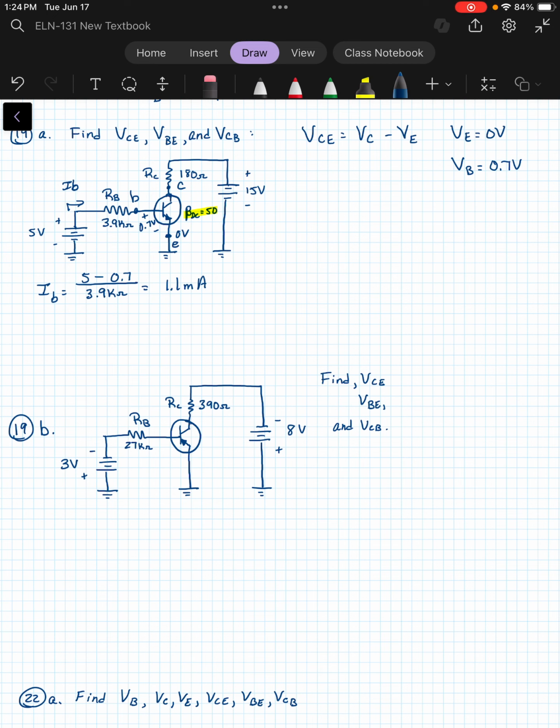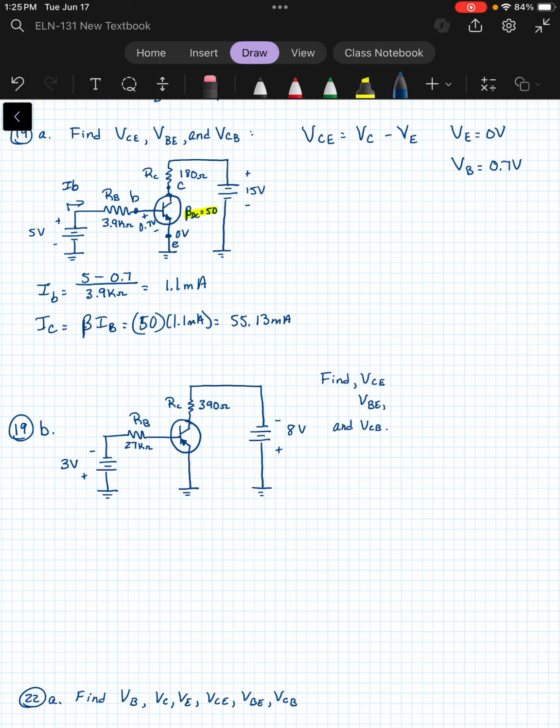Okay, just checking behind myself here. And we know that the beta is 50, so that means that our IC would be beta times IB. So 50 times 1.1 milliamps means that we would have 55.13 milliamps of current for IC.